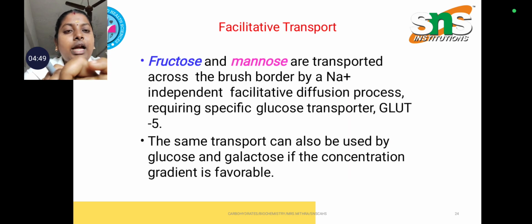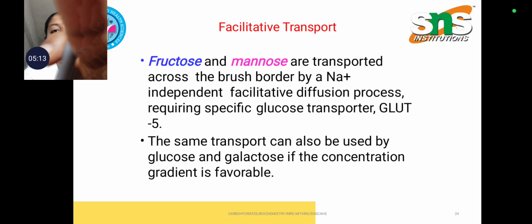intestinal cells. And facilitative transport is sodium independent. So active transport is sodium dependent and facilitative transport is sodium independent, and it also requires a specific glucose transporter, GLUT5, and the same transporter can be used by glucose and galactose if the concentration gradient is favorable.